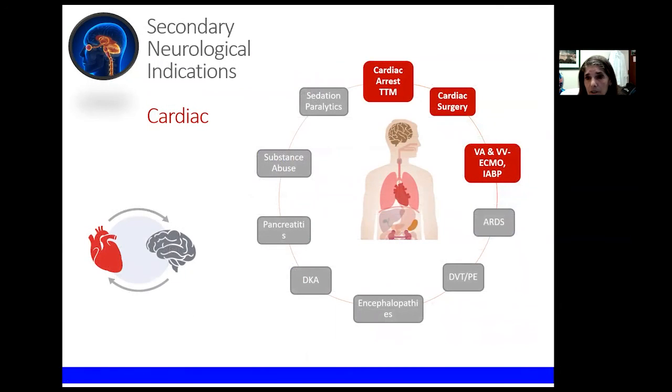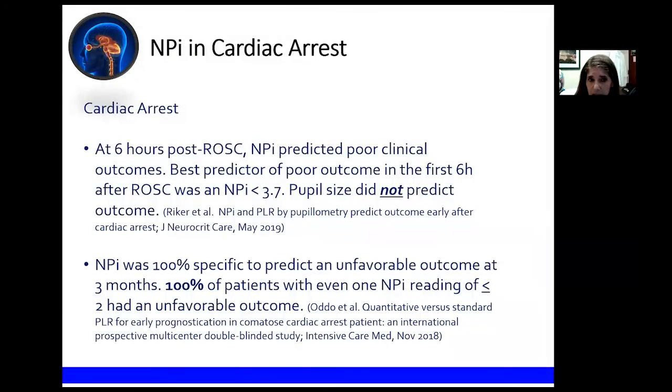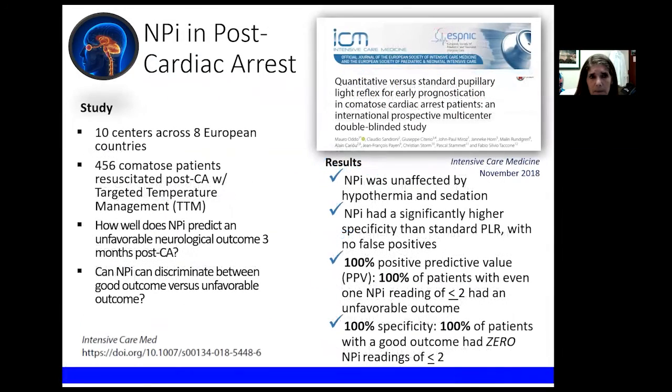There are other neurologic disorders that are a result of a secondary event, post-cardiac arrest, for instance. This has been studied in many studies, Riker's and Oddo's study. In Riker's study, they found that 100% of the patients with greater than 1 non-reactive pupil and an NPI of 0 died within 6 hours. So all the patients that had NPIs of 0 died. And 86% with sluggish pupils, NPIs between 0 and 3, had poor outcomes.